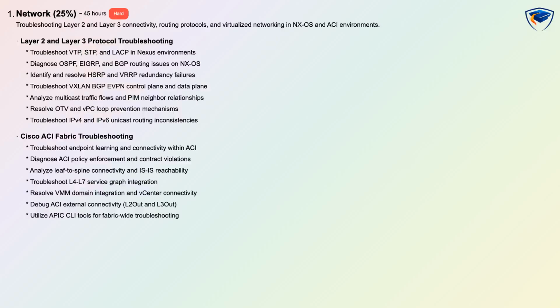The study covers VXLAN BGP EVPN control and data plane failures, multicast flows and PIM neighbor problems, plus redundancy protocols such as HSRP and VRRP and loop prevention with OTV and VPC. You will also learn to analyze IPv4 and IPv6 unicasting consistencies and use APIC and NXOS tools to isolate FabricPath drops and endpoint connectivity problems.